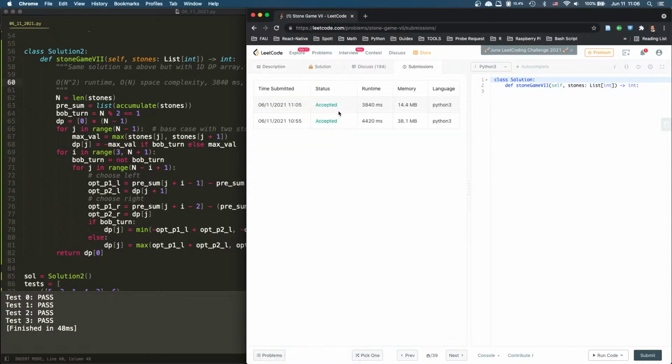I think I can see the space comparison. Memory, yeah, right here. See that? 14 megabytes, and this is 38 megabytes. That's a tremendous difference.